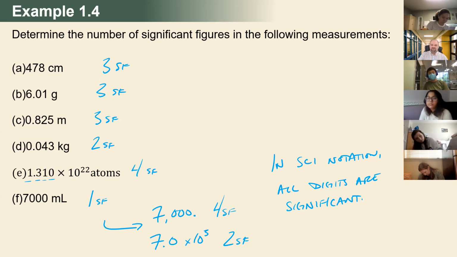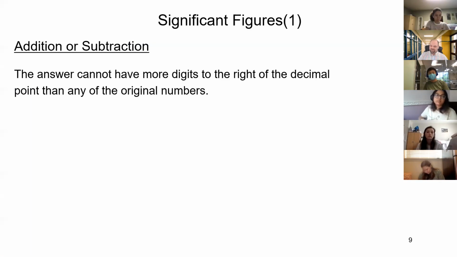All right, any questions on figuring out sig figs? We'll move on to sig fig math rules. If we're counting sig figs for addition and subtraction, then the rule is that the answer can't have any more digits to the right of the decimal point than any of the original numbers.